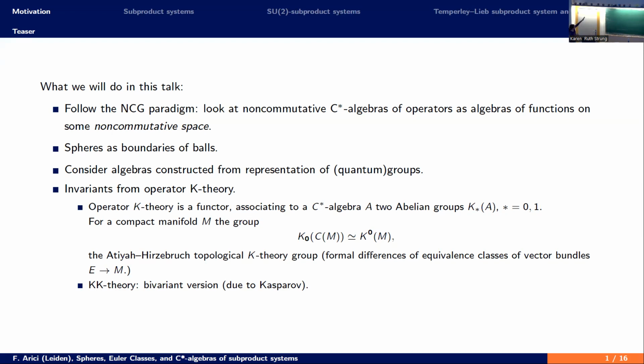There is also another type of K-theory that I will mention, which is KK-theory, which is the bivariant version, meaning that it has two entries. And this is due to Kasparov. This was mentioned in the previous talk, so it's great that it also appeared there.